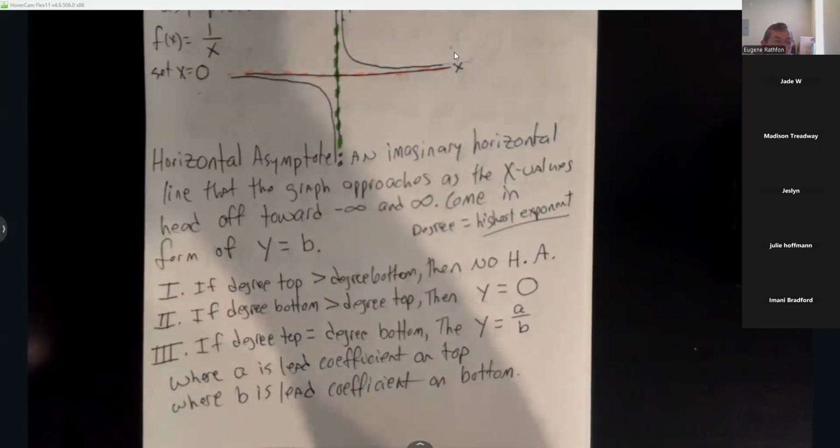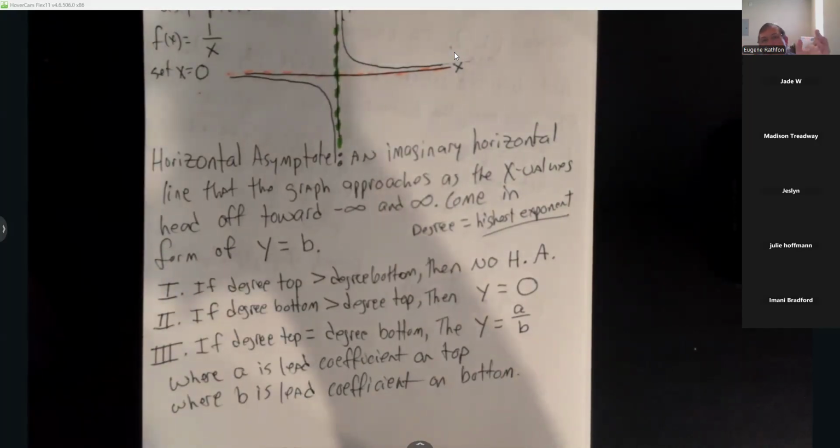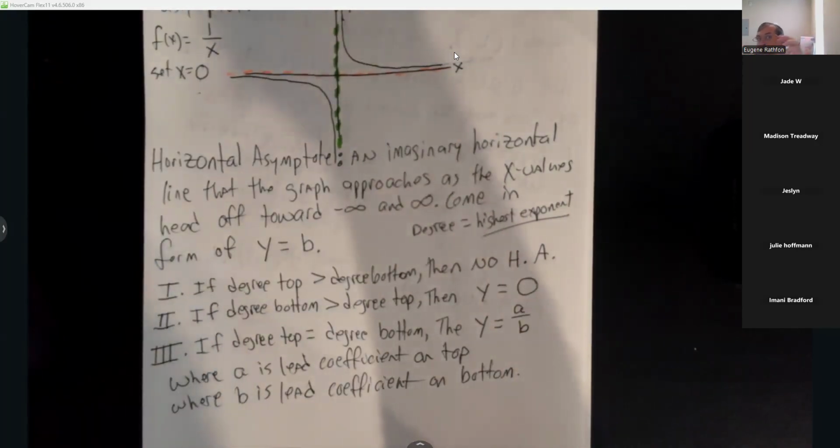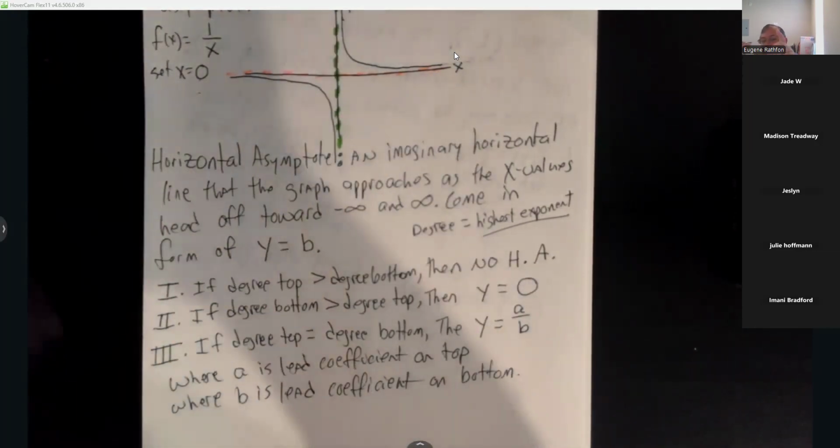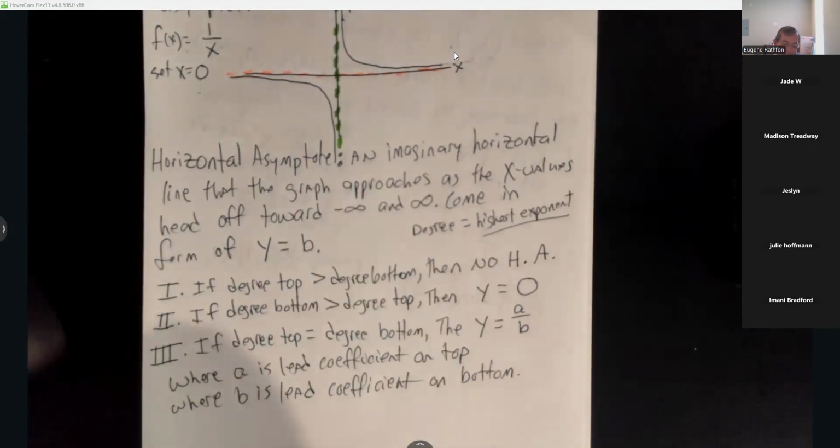Now just remember one thing. If, say, your top had an x squared and the bottom had a 3x squared for their biggest exponents, since there's not a number in front of the x squared on top, you would treat it like a 1, remember? So when you don't have a number there, we're going to still treat it like a 1. Okay?